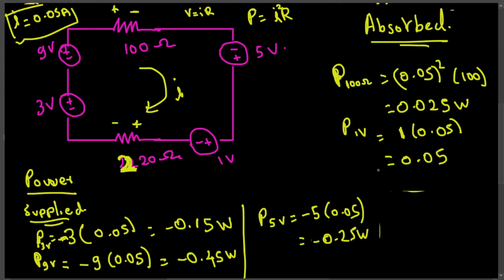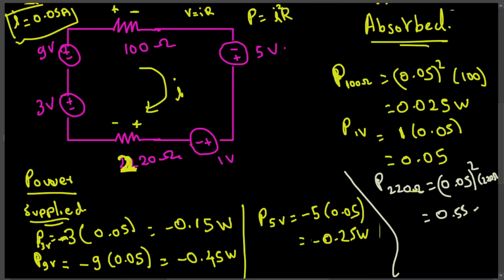And let me use a different color. Okay, so the last thing we have for power absorbed is the 220 ohm resistor. So if I apply the 220 ohm resistor power equation, for this one we have to apply the I square R formula. I square is 0.05 square times R, that is 220 ohm. So that's going to give us 0.55 watts. This is also watts.